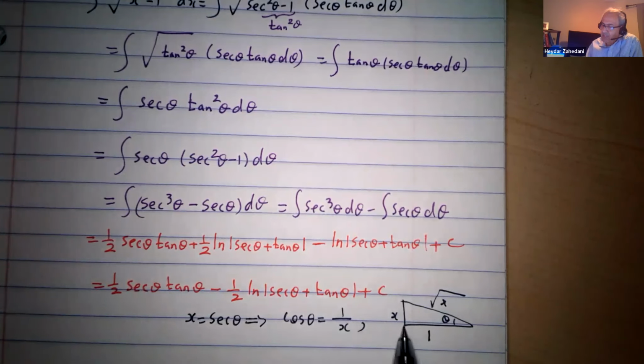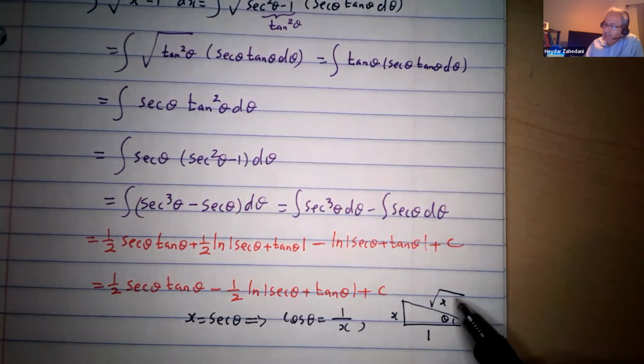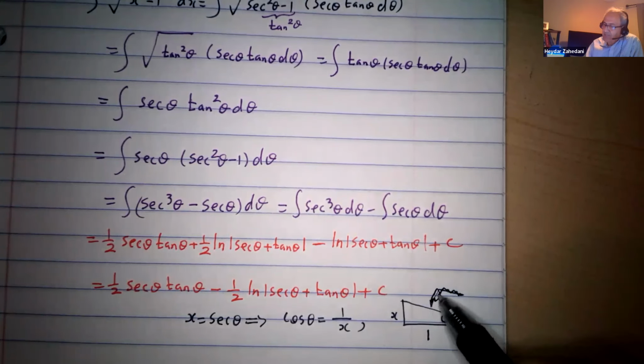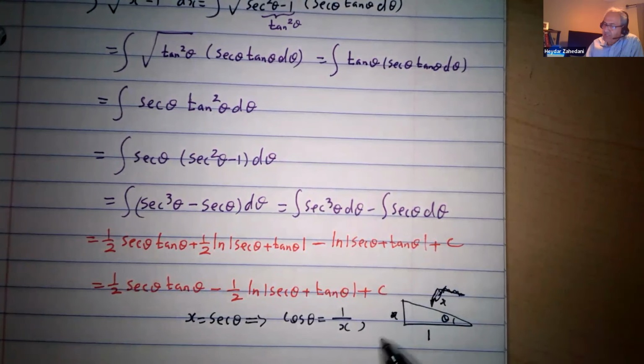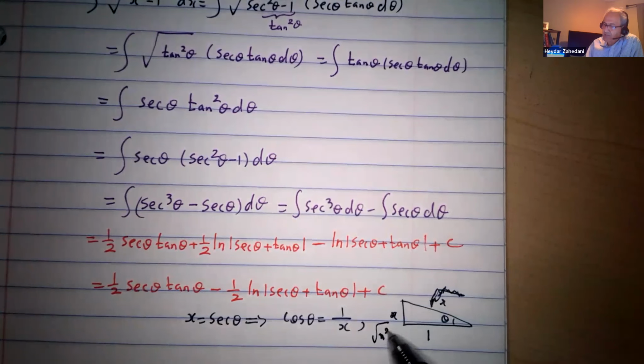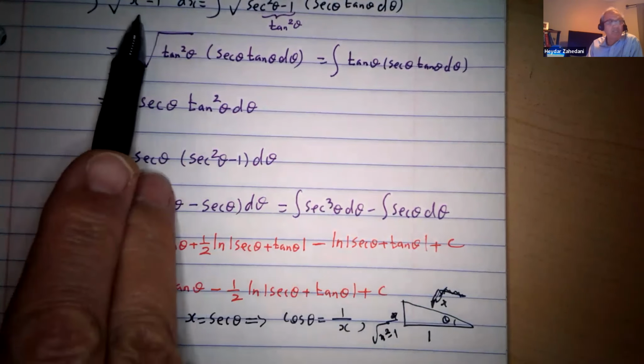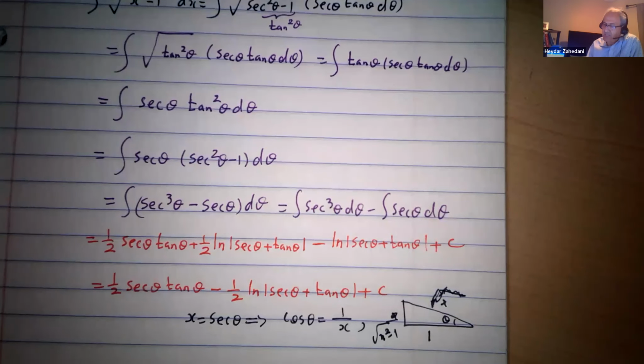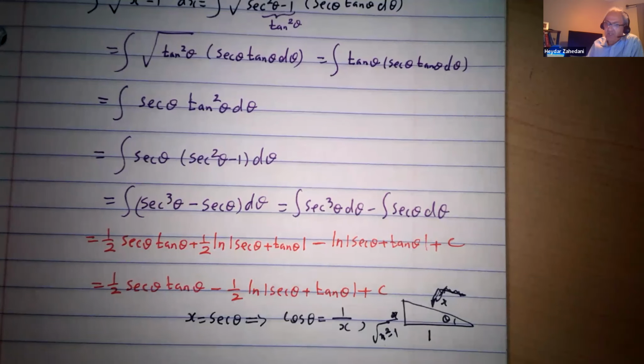This is going to be adjacent over the hypotenuse, that's x. So that gives you radical x squared minus 1, the one that you know you integrated. So you can substitute now because you have the tangent and everything. So this would be the final answer.